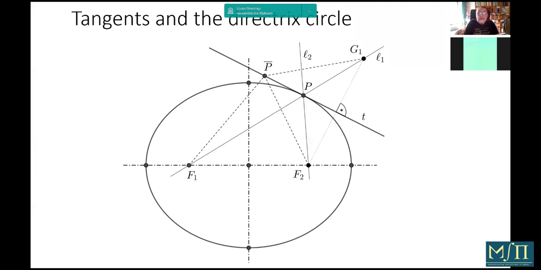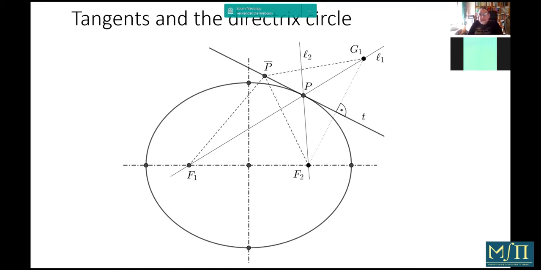We have a triangle here. If P bar is not equal to P, then we have three sides of a triangle. Two sides are P bar F1 and P bar G1. And the sum of these two sides is certainly greater than the length of the third side being F1G1. And that, of course, is equal to 2a. So that means that the sum of the distances from P bar to the two foci is definitely greater than 2a. And therefore, there cannot be a second point of the ellipse on this line T, and therefore T is indeed, as we claimed, the tangent in P.